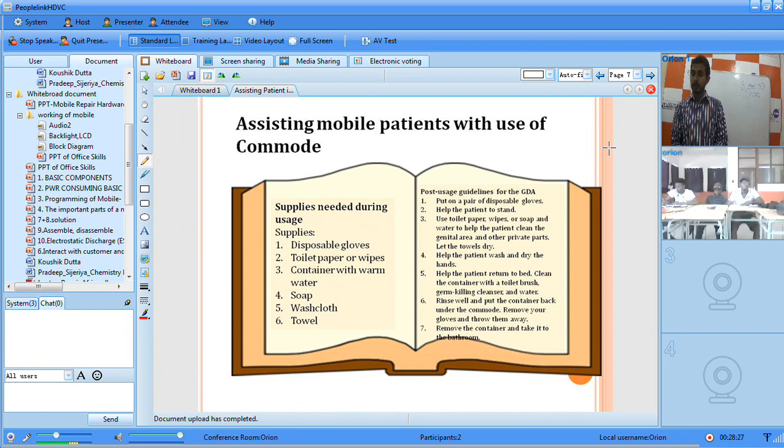These are the very important points regarding the elimination process. So you need to maintain all these points while working in a hospital with patients.